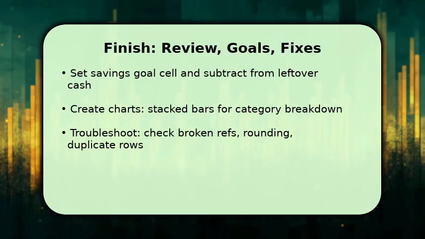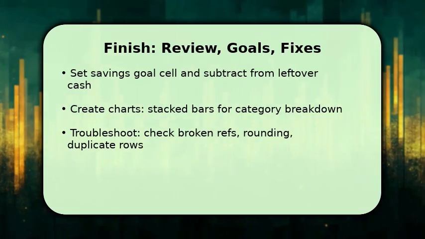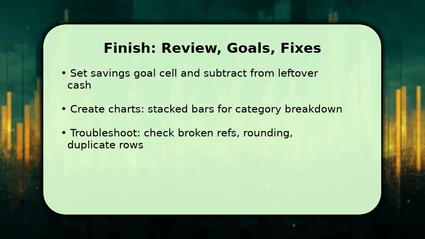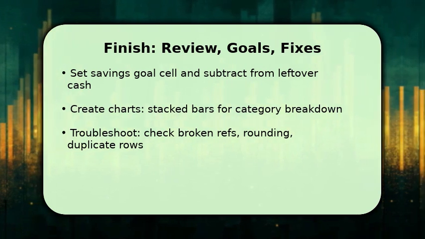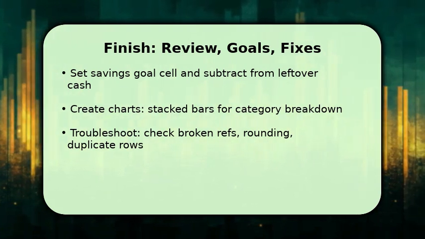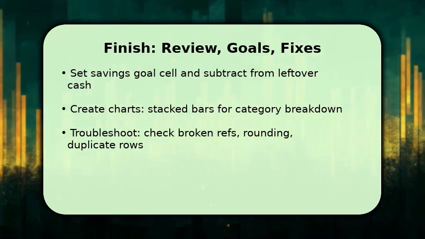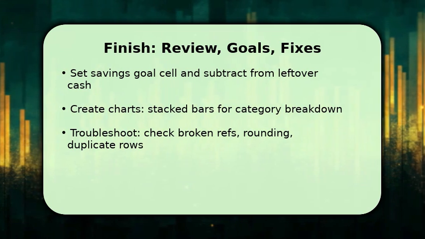You complete the workbook by defining a savings goal cell and subtracting it from leftover cash to force priorities. Once that number is visible, insert simple charts, stacked bars, or a pie for category breakdown, so you immediately visualize progress. Make sure to lock key cells with sheet protection and document assumptions in a notes cell.